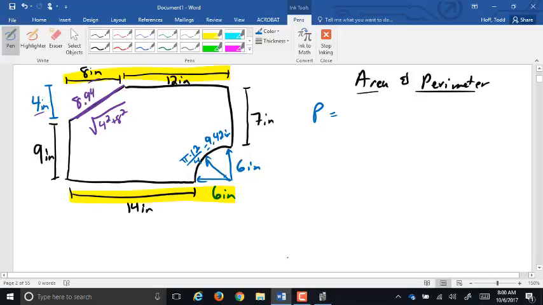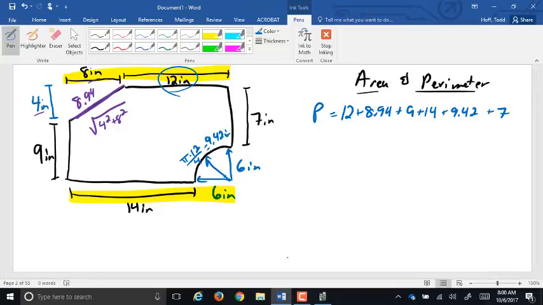So our perimeter, we'll start out with the 12 here. 12 plus 8.94 plus 9 plus 14 plus 9.42 plus 7. So what is that? 20, 29, 43, 52, 69, 70 point what? 60.36.